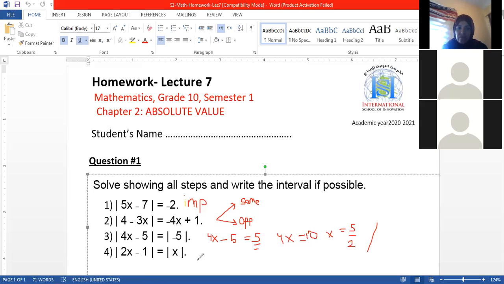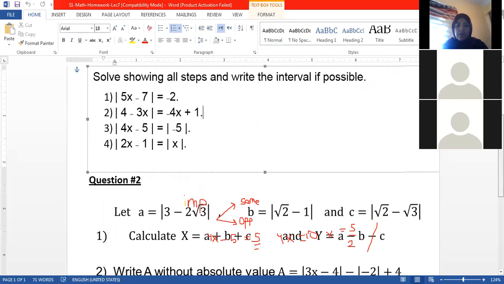2x minus 1 equal x. Yes. And 2x minus 1 equal minus x. Very good. Very good. Perfect. So also we take two conditions. Very good. Now I'm going to continue.